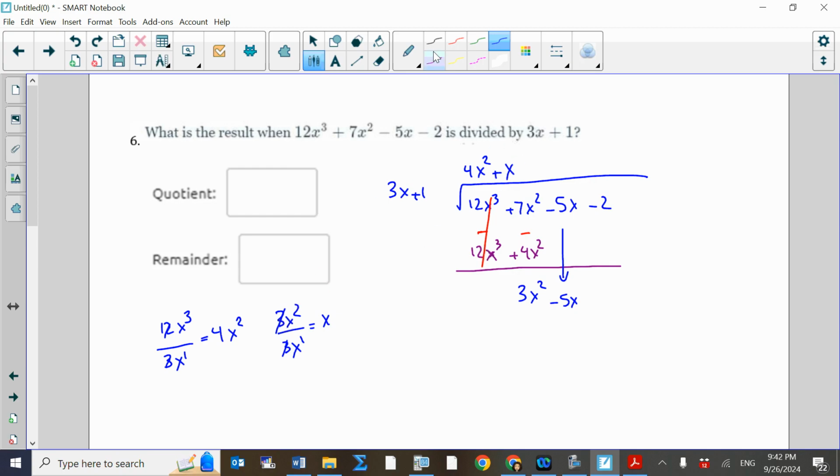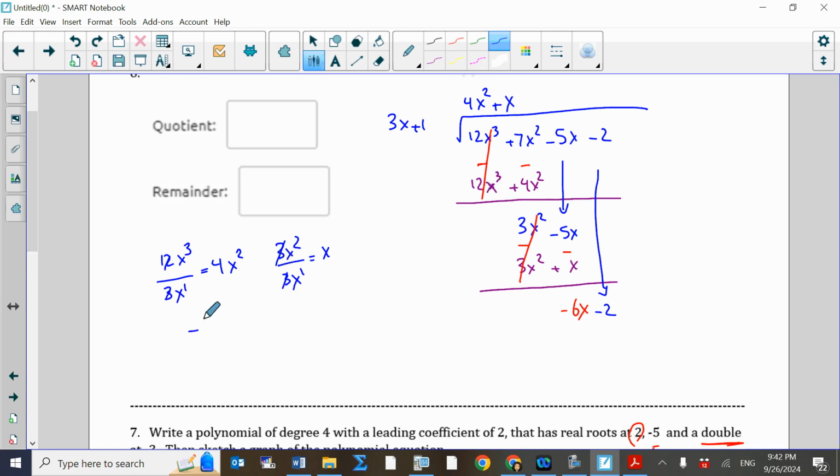Now multiply x by 3x, that's 3x squared. X times 1 is x. Now we're going to subtract them. 3x squared minus 3x squared, cancel. Negative 5x minus x is negative 6x. Now bring the next number down, negative 2.